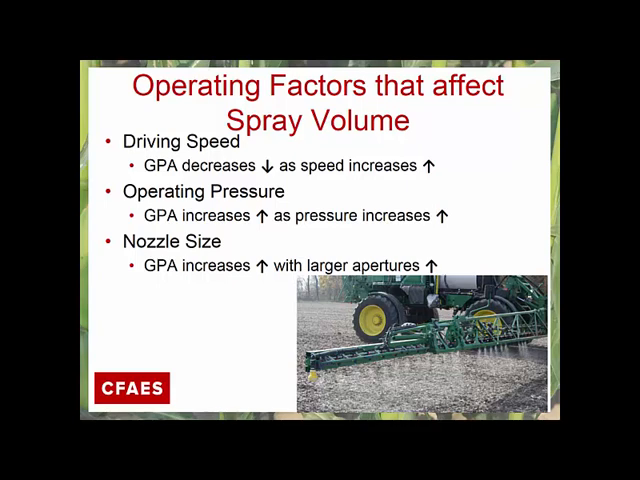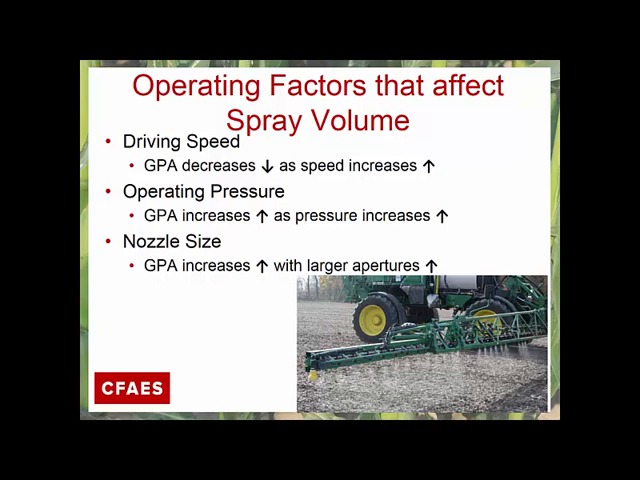During a calibration, it's likely you're going to have to adjust your sprayer settings and driving speed to achieve the targeted spray volume. When you alter your driving speed, when you increase your driving speed, your GPA will go down. You're covering the ground more quickly and you're not applying as much volume.